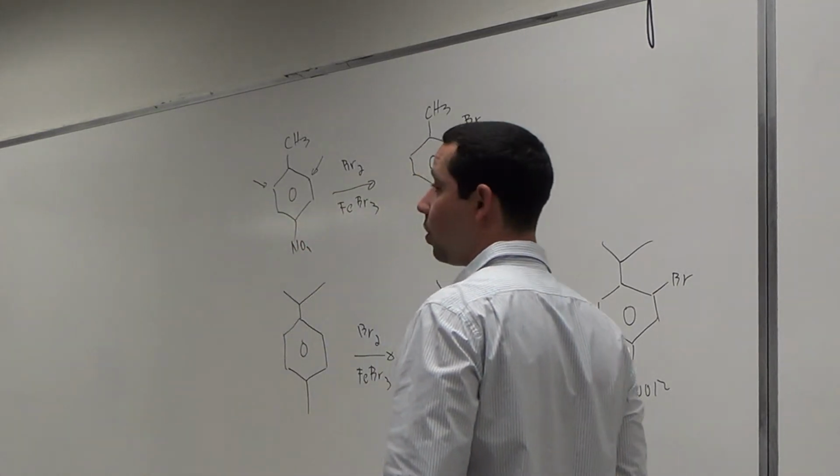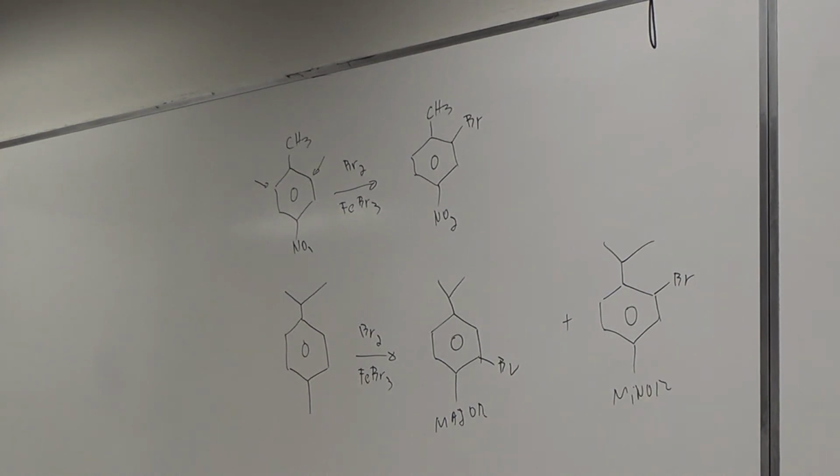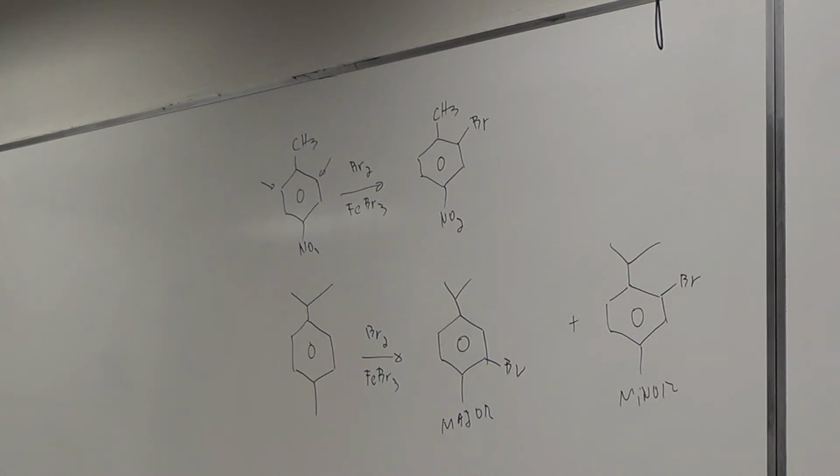How is this going to look on the test? On the test, it's going to look two ways. I'm either going to ask you for the major, so you give me the major only. Or if I don't ask you for the major, then you give me both. If I say provide all the products and determine major or minor, then you have to do this, okay?